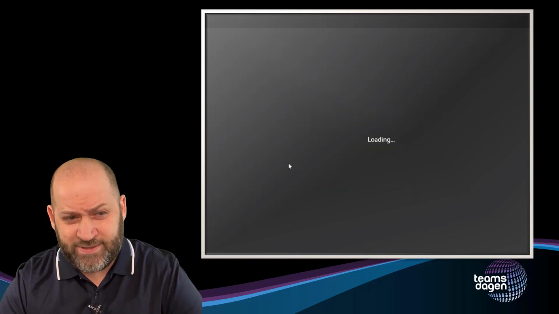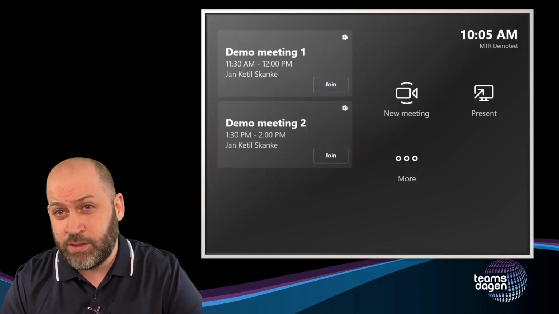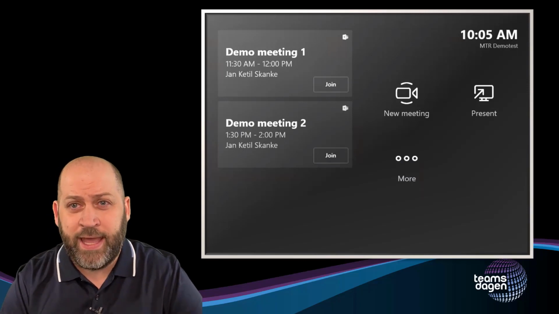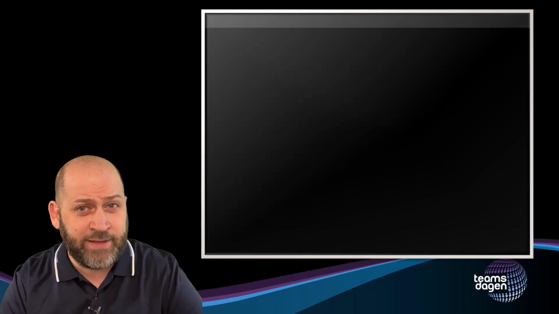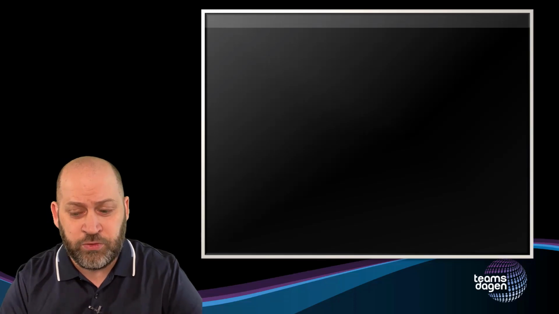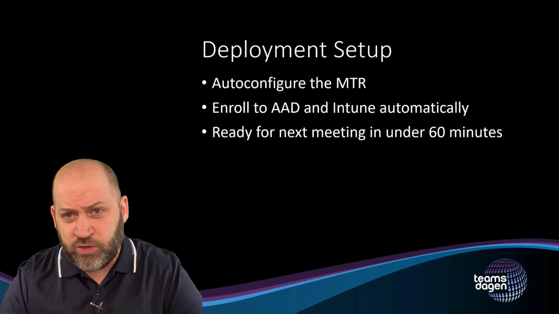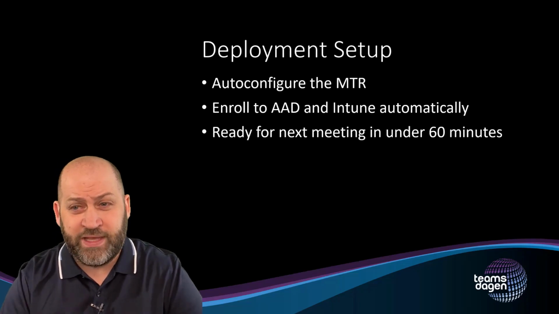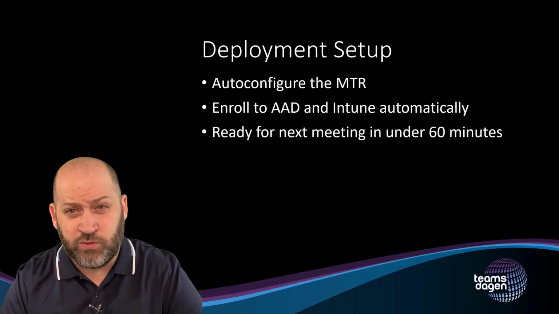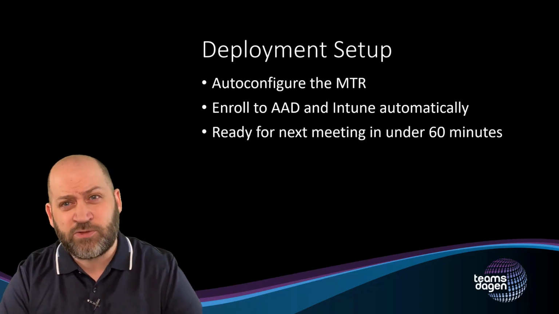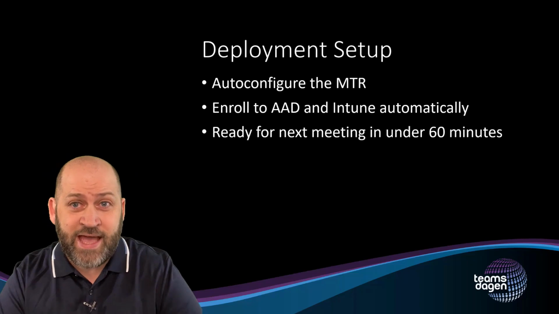So now this is the full deployment of the room. It's fully zero touch, fully automated from end to end. And all we have to do is to actually select the room in that meeting room UI. So what it does, it auto configures the full meeting room. It enrolls it into Azure AD and Intune automatically, and it's ready for the next meeting within 60 minutes. I think that's pretty great.